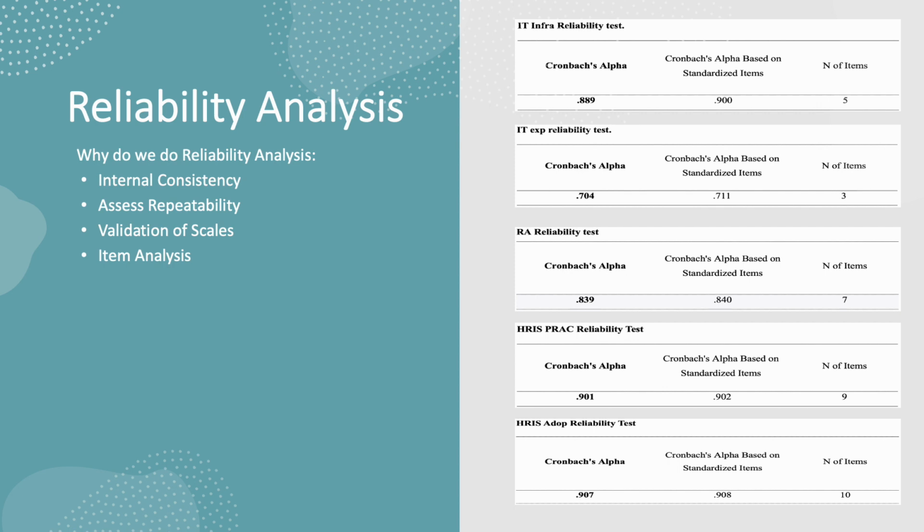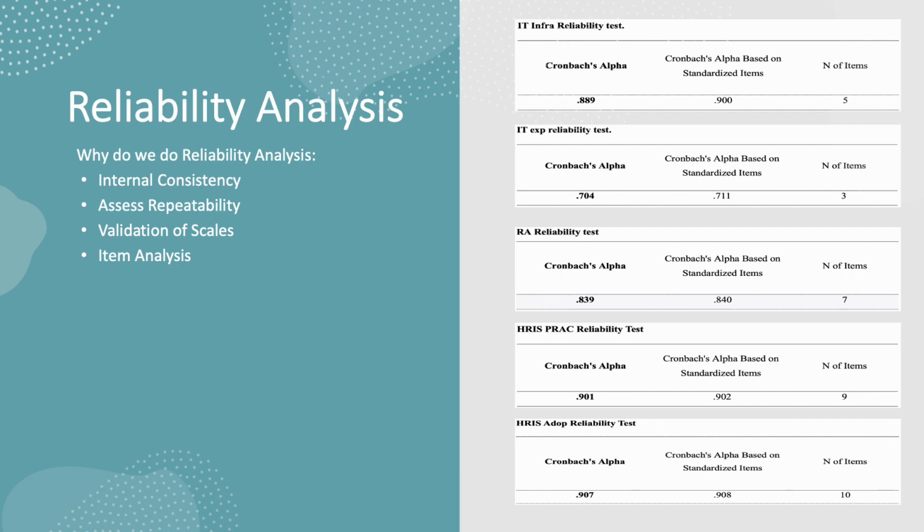Looking at the HRIS adoption reliability test, the alpha coefficient is 0.907. From the analysis, it suggests that the items utilized in the study demonstrate really high reliability and consistency. This indicates a strong internal consistency among the items, indicating that they accurately capture and measure the underlying construct. With a significantly high alpha coefficient, the measurement instrument used in the study is considered very reliable, bolstering confidence in the validity of the results.